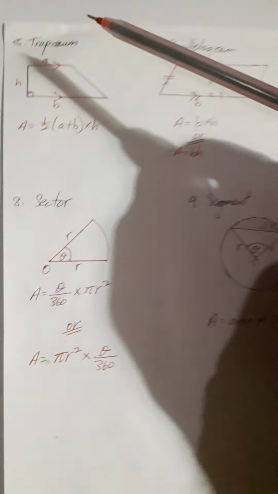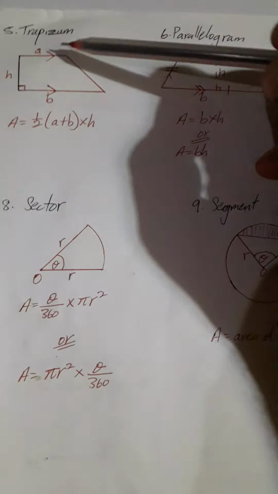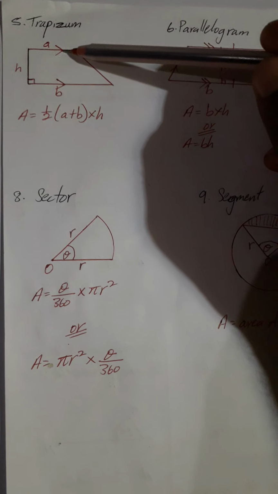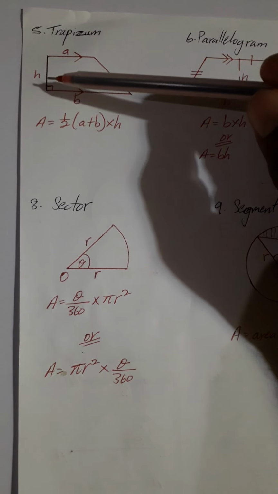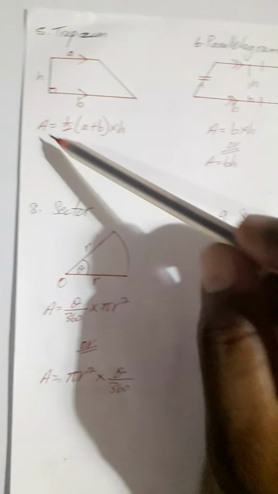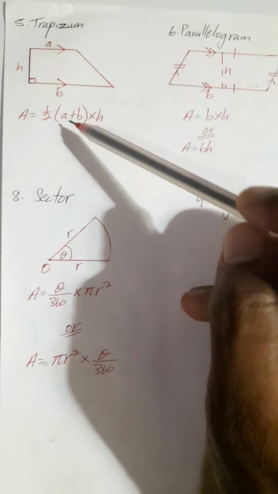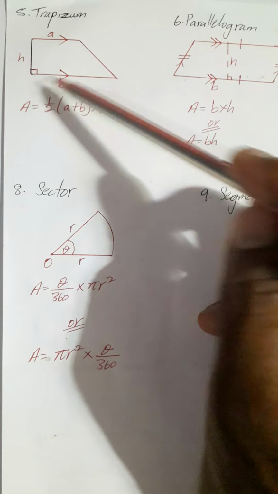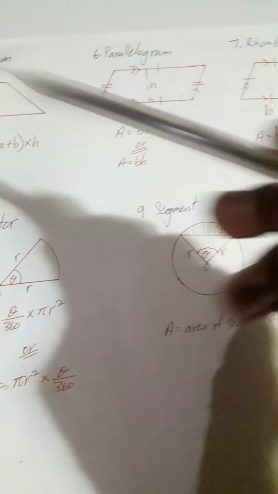Alright, let us look at some other shapes. Trapezium. Okay, a trapezium has a pair of parallel sides. So these two sides are parallel, meaning that they are going in the same direction. And the formula is Area equals half times (a plus b) times h. Okay, a will be the length on top, b will be the length at the bottom, and h will represent the perpendicular height. That's the 90 degrees height, which is the perpendicular height.